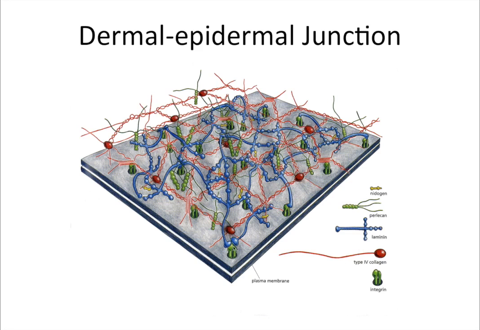But you can see the integrin molecules are shown sort of jutting out from below. These are connected to the laminin structures. And then you can see that this is all sort of interweaved with the type 4 collagen, which is shown by this red structure that's here, with a little sort of elliptical head.